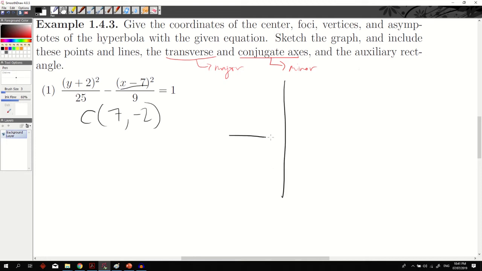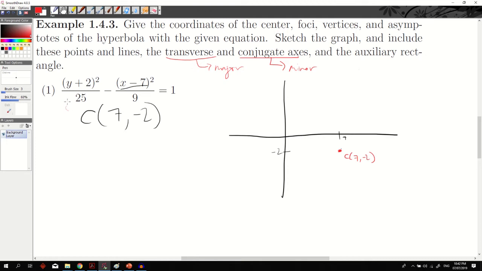Okay. So we just put here that is 7 and this will be negative 2, so our center should be right here. So this is our center, which is 7, negative 2. Okay, so now we need the A.